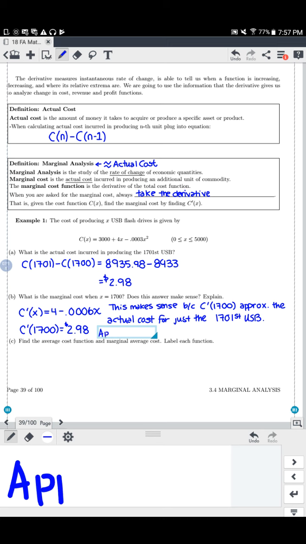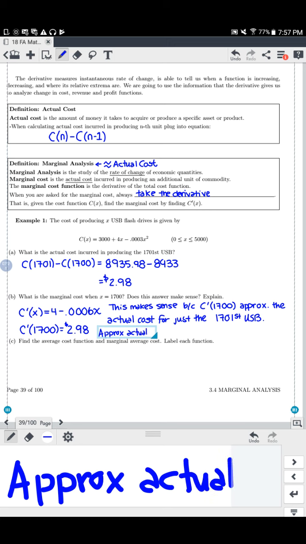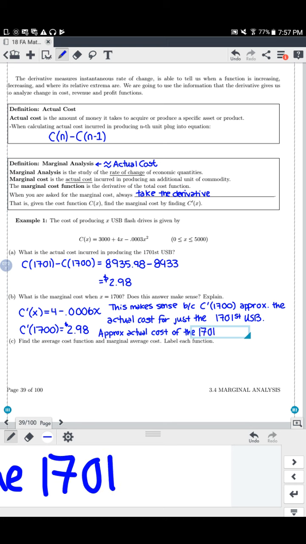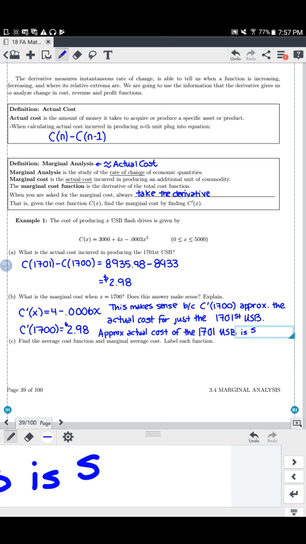This says the approximate actual cost. How I would interpret my answer in general is the approximate actual cost of the 1,701 USB is $2.98. This is the general interpretation that I would be looking for on an exam of what C prime of 1,700 means.